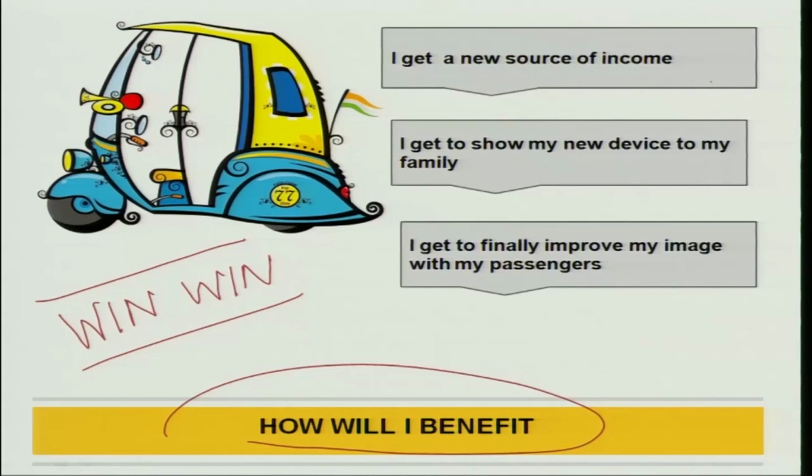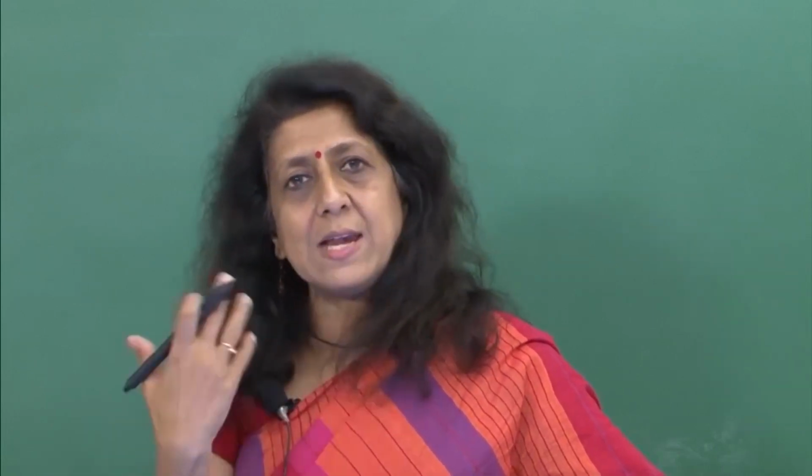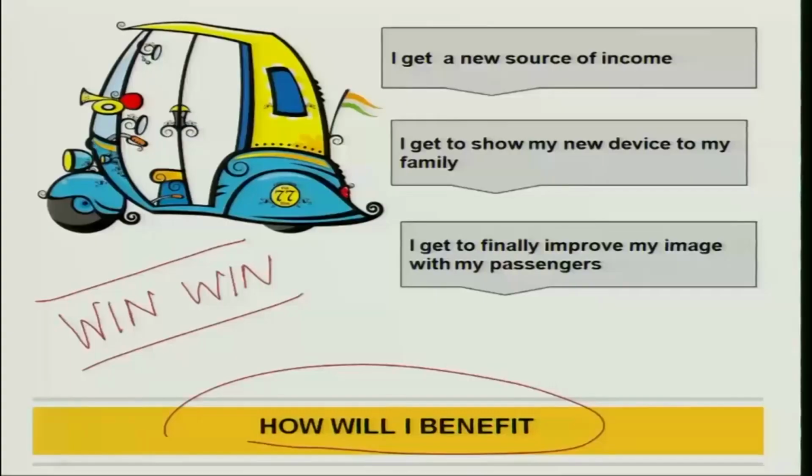So I get a new source of income. I get to show my new device to my family, right? It's very exciting, something that makes him feel very good about this whole thing. And I get to finally improve my image with my customers, okay? Remember, the auto driver also, for various reasons, is sometimes compelled to behave in the way they do. And while it upsets customers, they are concerned about their image, right? So it will help me improve my image.